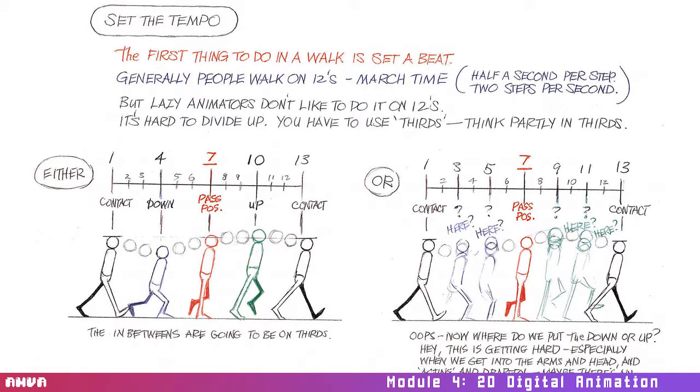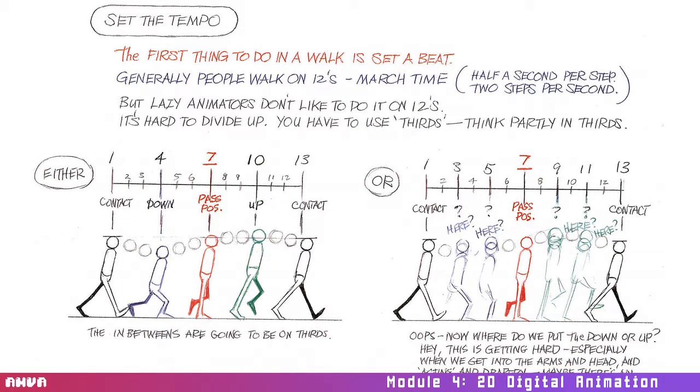The first thing we want to do in a walk is set a beat. Generally, people walk on 12s, which is what we call march time, half a second per step or 2 steps per second. But lazy animators don't like to do it on 12s. It's hard to divide up. You have to use thirds. Think partly in thirds. Like for this one, it's either or. The in-betweens are going to be on thirds, or, oops, now where did we put the downer up?